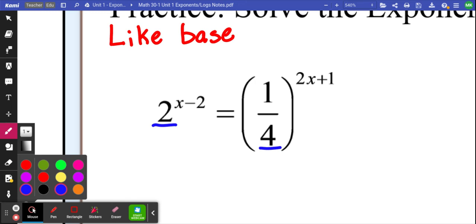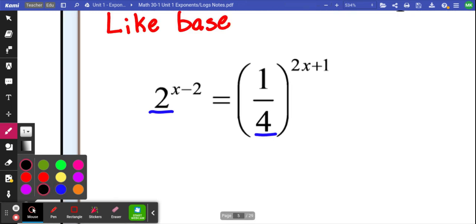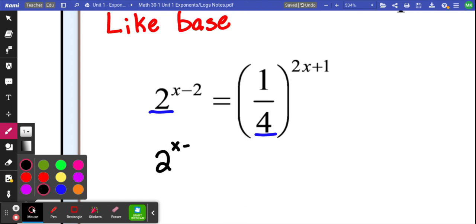Can I make 4 become 2 to the power of something? And can I go from big to small? And you can. That would become 2 to the power of x minus 2. Oh, this is getting bad. Equals 1 over 2 to the power of 2.